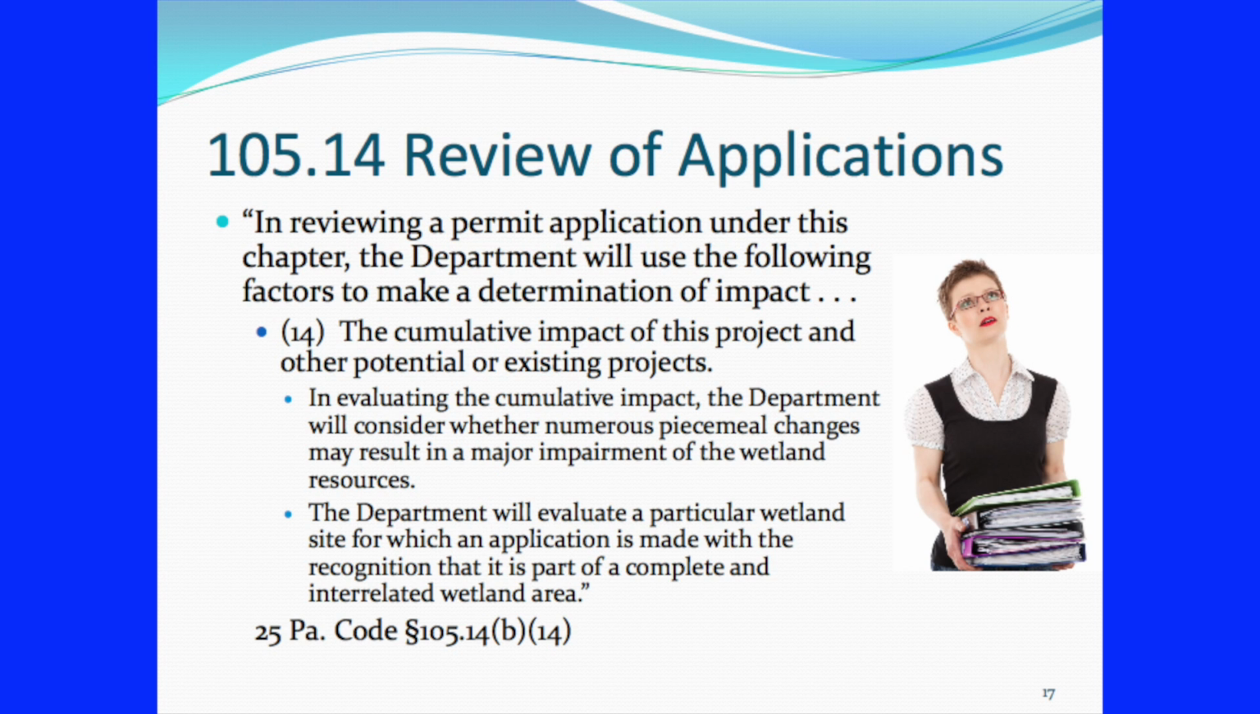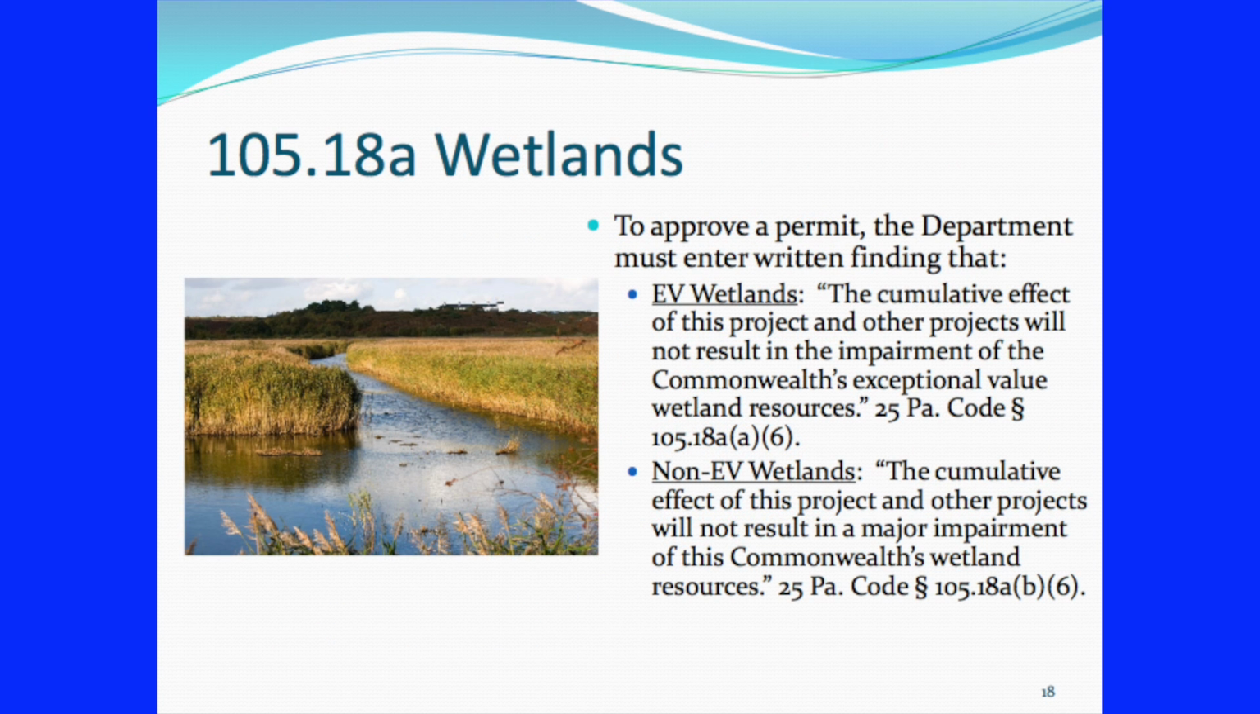When we're talking about impacts to wetlands specifically, in order to approve the permit, the department must find that for an EV wetland, exceptional value, that's basically the highest quality of wetland, the cumulative impact will not result in the impairment of wetland resources. If it's not an EV wetland, the agency has to decide the cumulative impacts will not result in a major impairment. The difference here being major impairment versus impairment. But anyway, the idea being cumulative impact is very clearly built into the Chapter 105 permitting process and the standards that the agency has to follow in order to issue a permit.